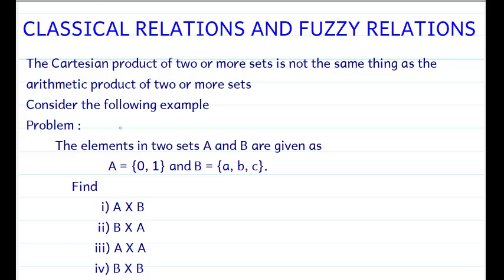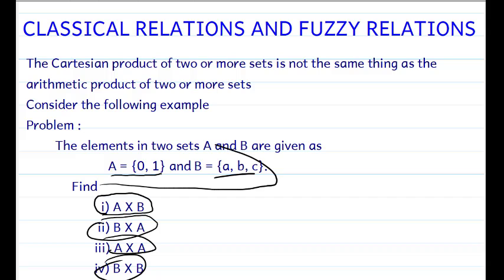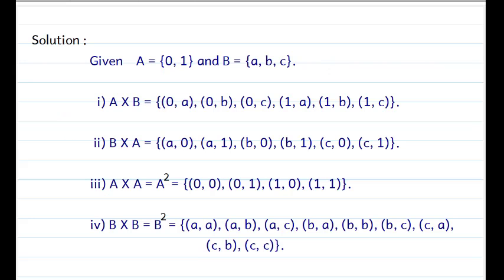Suppose we have two sets. These are two classical sets, A and B. Now how do we find the Cartesian product? This is the symbol for the Cartesian product, A cross B, and this is B cross A, A cross A and B cross B. Suppose these are the two sets; let us see how to find the Cartesian product.